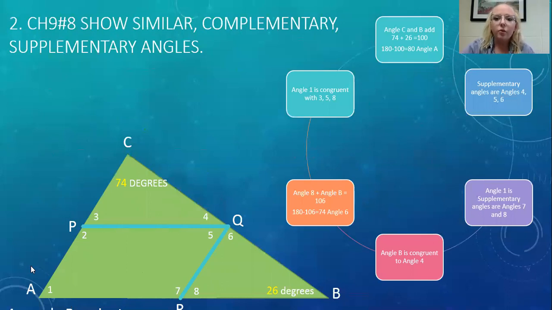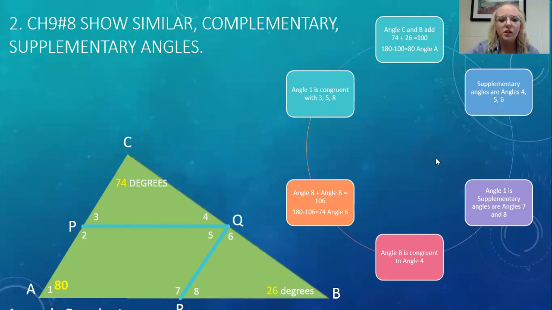A. Okay, and so we know from this first box right here that adding 74 plus 26 equals 100. Since we need it to add up to 180, we're going to subtract that. So 180 minus 100 equals 80 degrees for angle A, or angle 1, because they're the same thing.